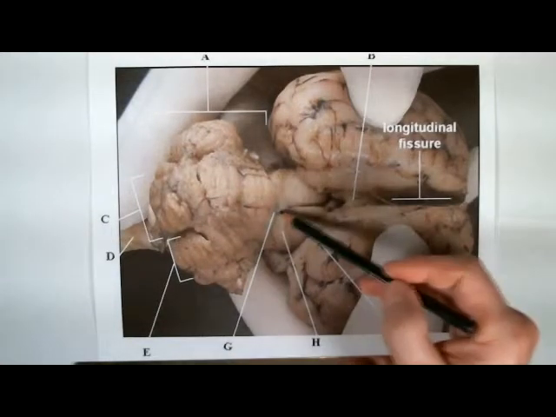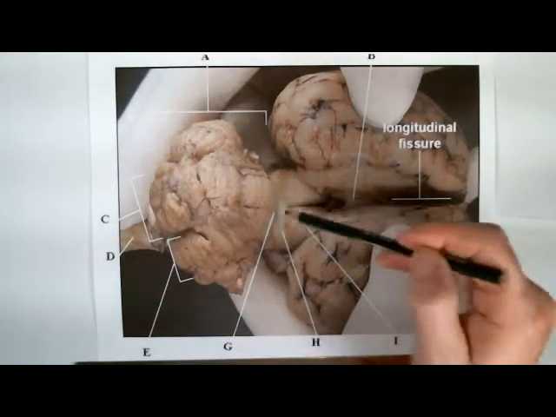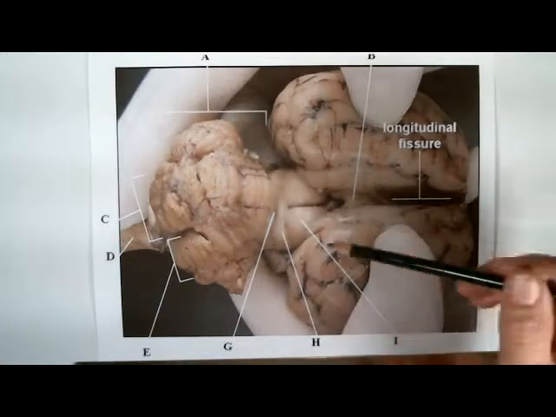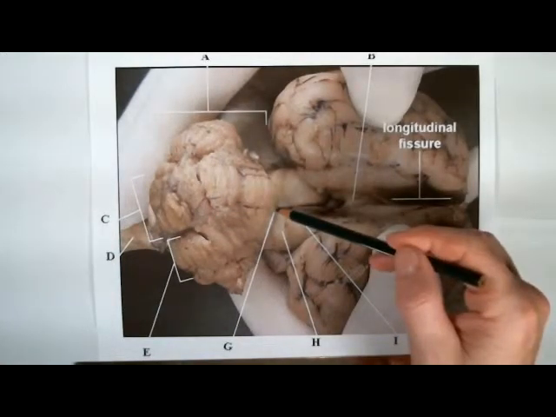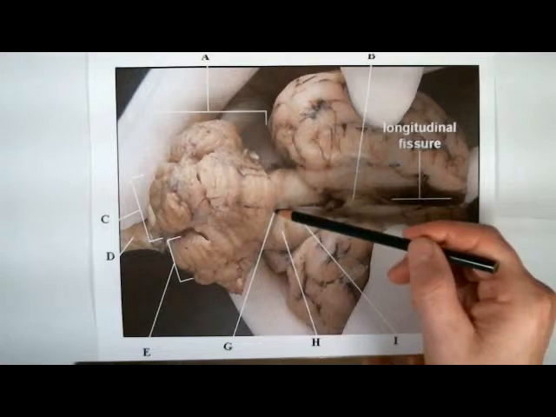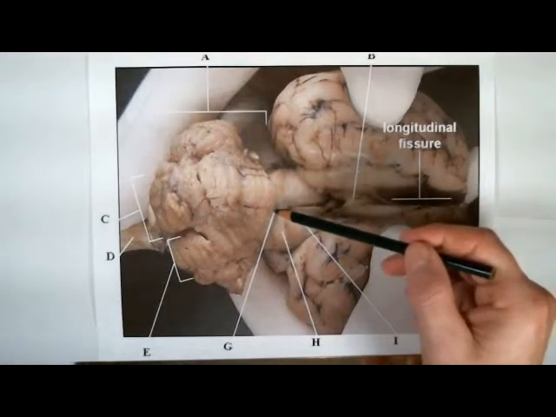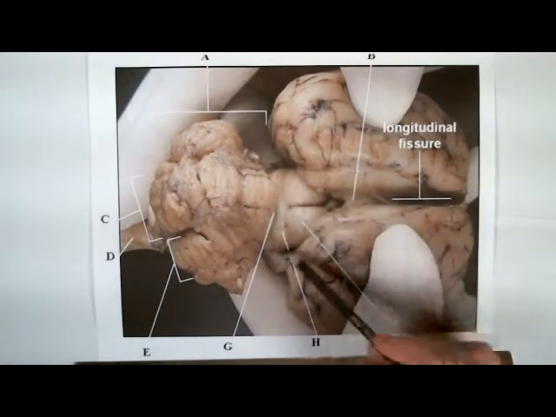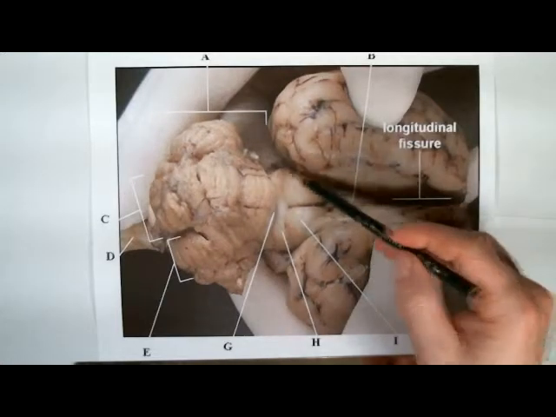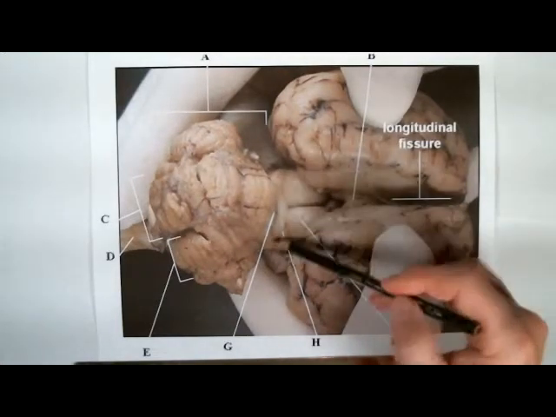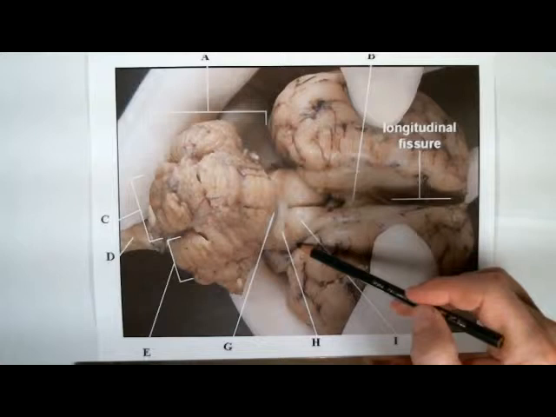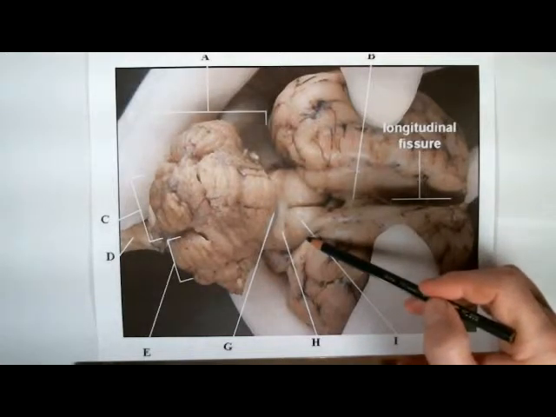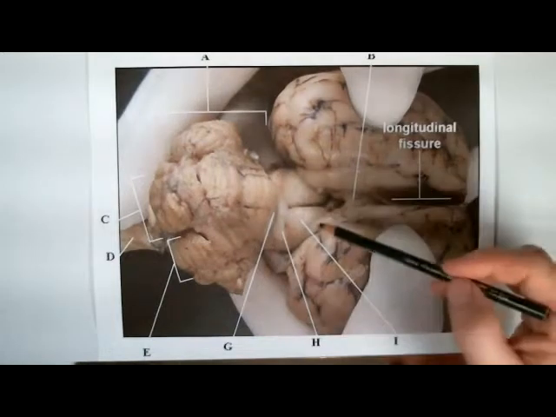G is pointing to an open space here that runs basically right behind the cerebellum. So G is the fourth ventricle. Now let's look at these things, and I don't have a letter for them, but all together, 1, 2, 3, 4, these four pieces, they are called the quadrigemina corpora, which is the four bodies.